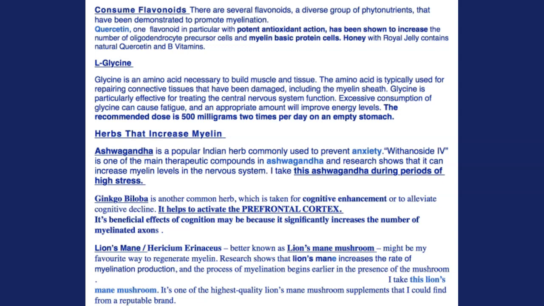Herbs that increase myelin. Ashwagandha is a popular Indian herb commonly used to prevent anxiety. I take ashwagandha during periods of high stress, during work mostly. Ginkgo biloba is another common herb which is taken for cognitive enhancement or to alleviate cognitive decline. It helps to activate the prefrontal cortex. Its beneficial effect on cognition may be because it significantly increases the number of myelinated axons.